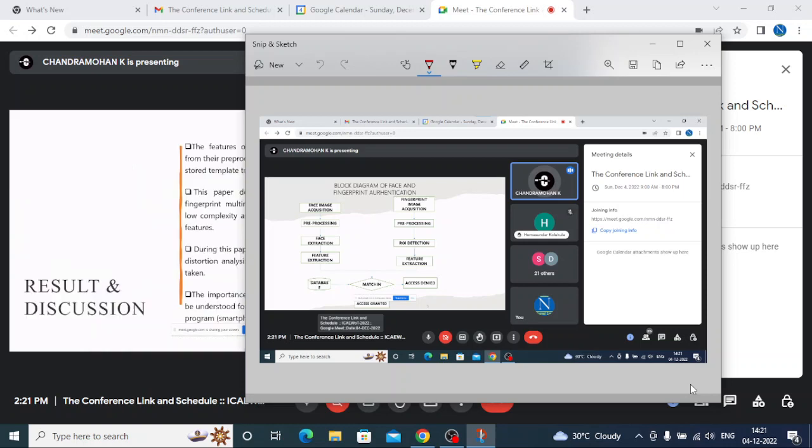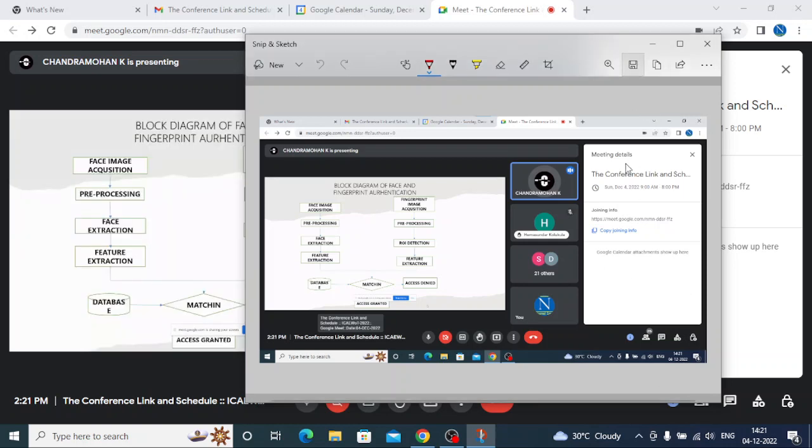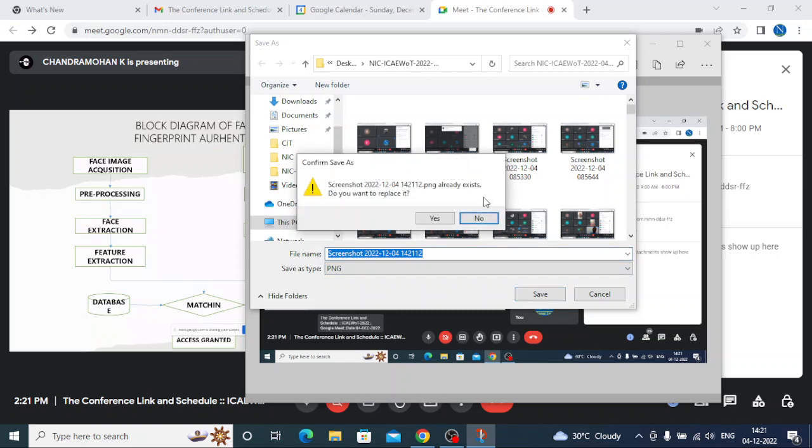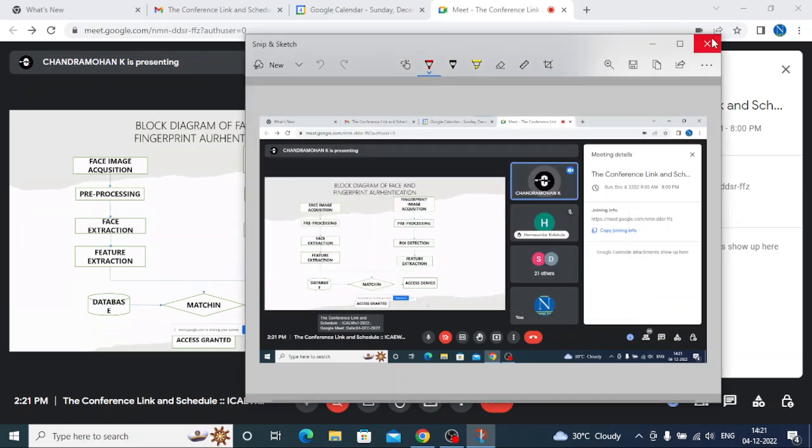Then it will be sent to image cropping. Then the image is cropped. Then it will be sent to face features.